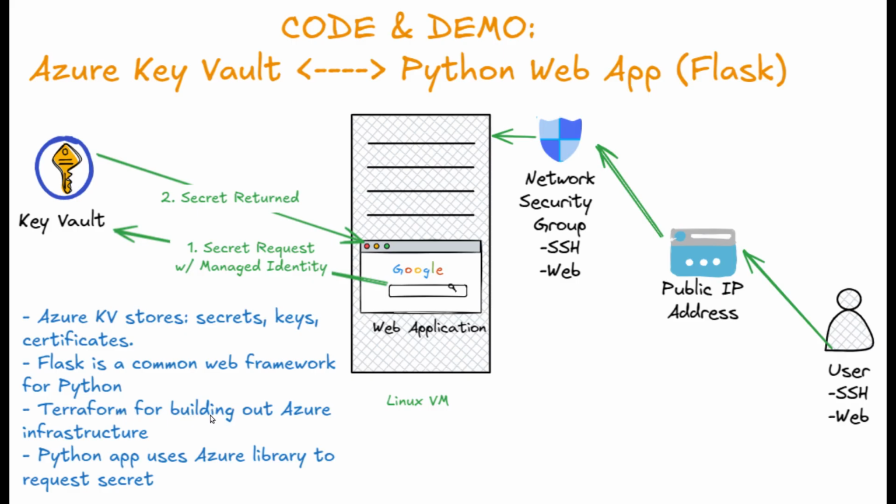This is Terraform that we've used to build out the Azure infrastructure. And as I say, this web app is actually a Python app. It uses the Azure library to request a secret. It uses Flask, which is a common web framework that's used within Python. So without further ado, let's go look at the code.